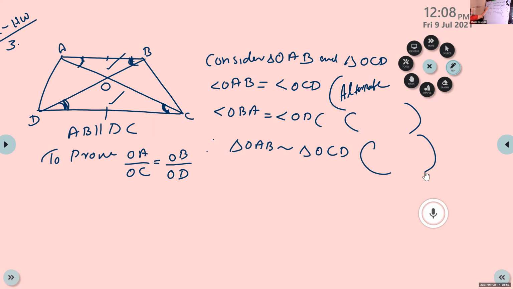So we can write OA by OC. Therefore, OA by OC equal to OB by OD. These two triangles are similar, so their sides are proportional. OA by OC equal to OB by OD.